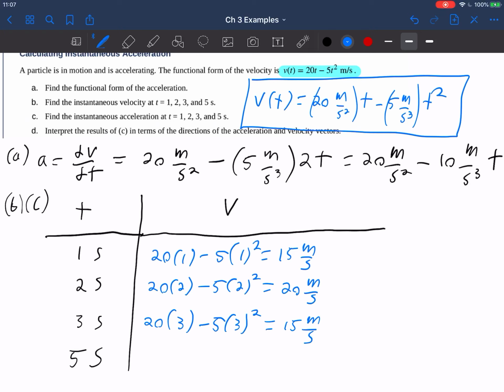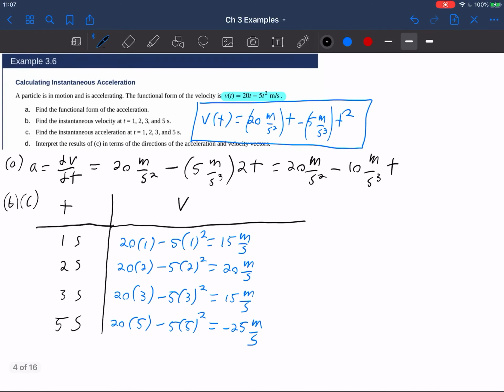And at time equals 5 seconds, I have 20 times 5 minus 5 times 5 squared. And so I have here 100 minus 125, and so that gives me negative 25 meters per second. So at that point, my velocity has gone negative.